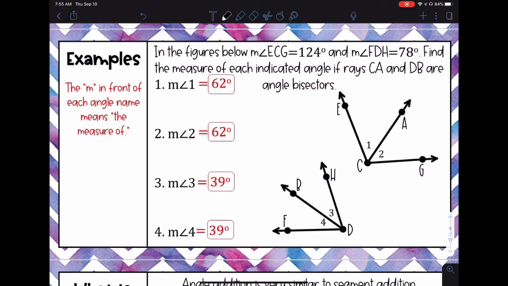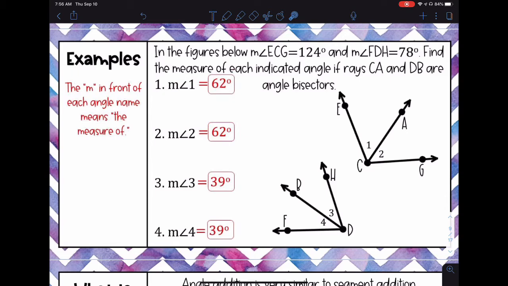All right, here's a couple of examples of angle bisectors. It's telling me that ECG, so ECG over here, is 124 degrees. So total, this guy is 124 degrees. And it tells me that CA is an angle bisector. So that means that it cuts 124 degrees perfectly in half. And if I cut 124 degrees perfectly in half, it gives me 62. So angle 1 and angle 2 would both be 62 degrees.